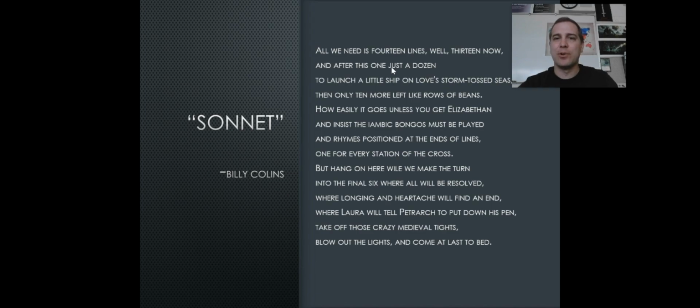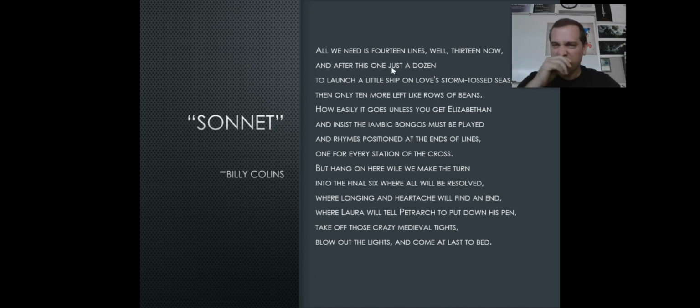Then only 10 more left like rows of beans. How easily it goes unless you get Elizabethan and insist the iambic bongos must be played. The rhymes positioned at the end of the lines, one for every station of the cross. But hang on. Here we will make the turn into the final 6 where it all must be resolved, where longing and heartache will find an end, where Laura will tell Petrarch to put down his pen, take off those crazy medieval tights, blow out the lights, and at last come to bed.